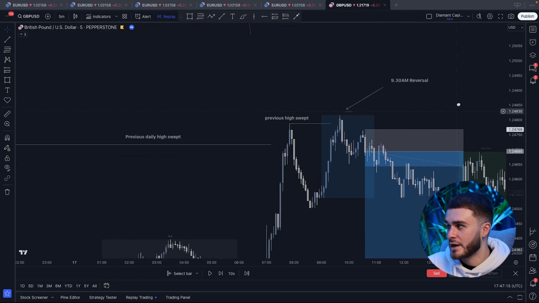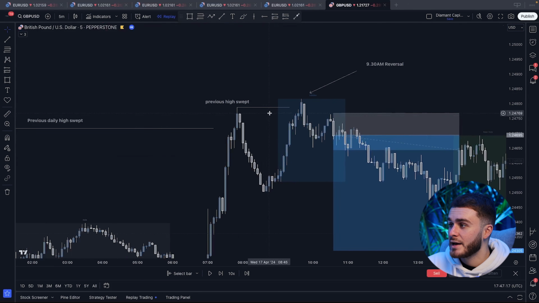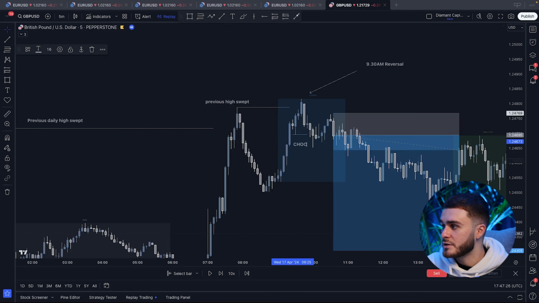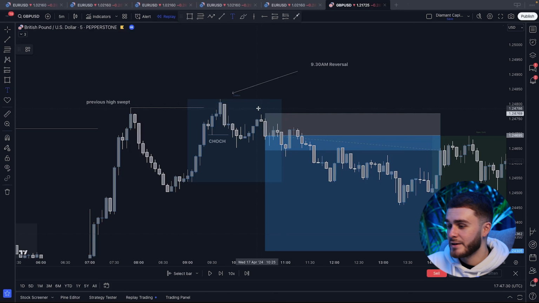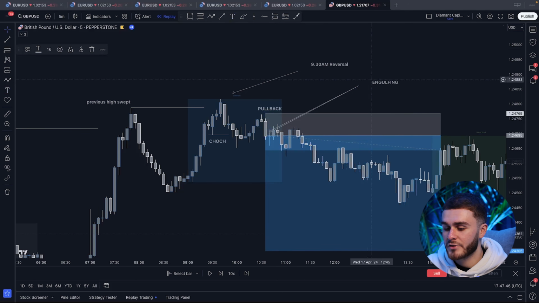But in this example, what we actually got was very, very nice and simple. As price swept it over here, price decided to give us this minor change of character at this point over here. So that is what we like to call the change of character. Then what did I say? Refer back to the iPad when I was drawing it up earlier. We've got the pullback. And then what do we have next? It's all going to be about that final golden confirmation, which is going to be the engulfing candle.